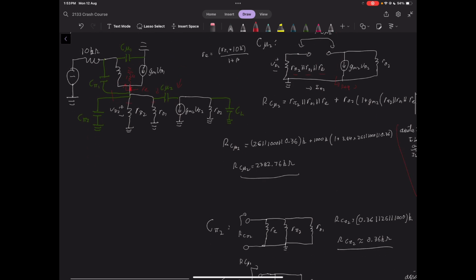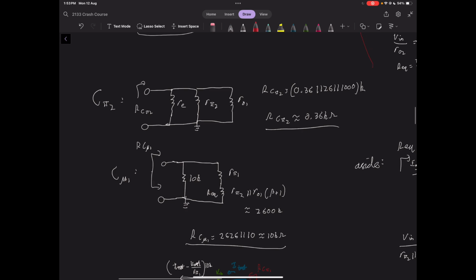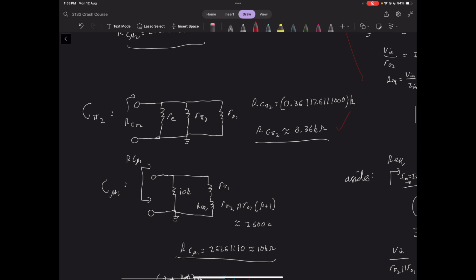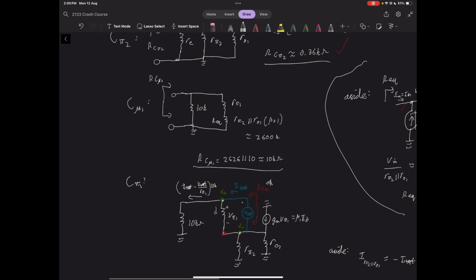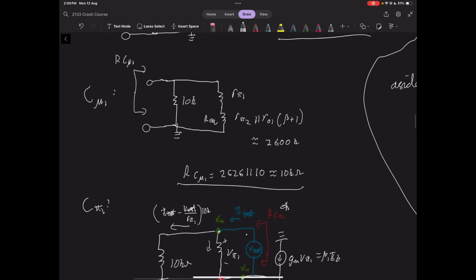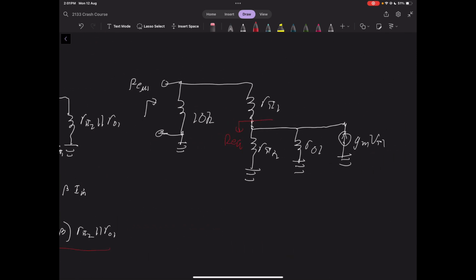Next is our R C pi 2. This is much nicer. This is just three resistors in parallel. Now, looking at our C pi mu, this is the equivalent circuit. We have 10K, R pi 1, and this equivalent resistor here. This comes from the circuit here.